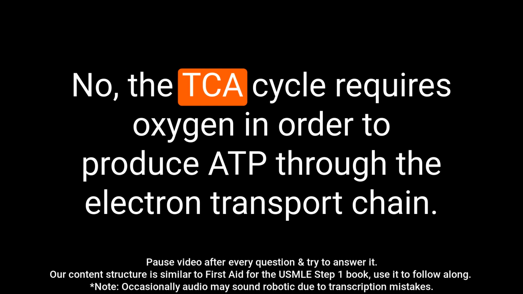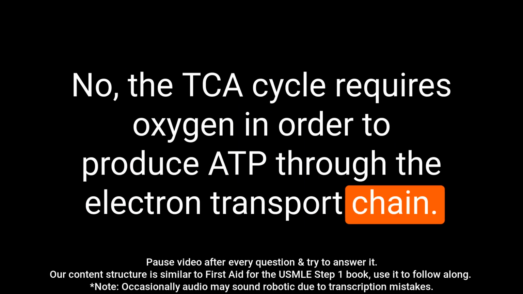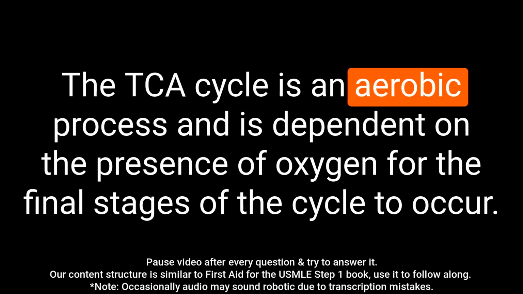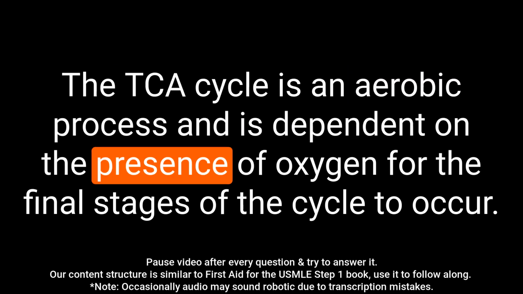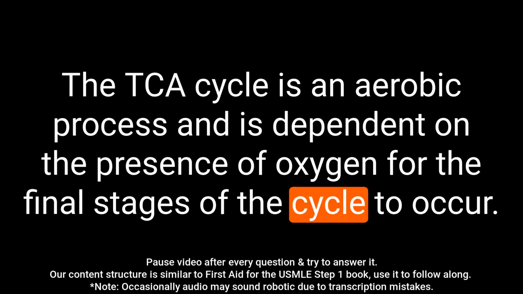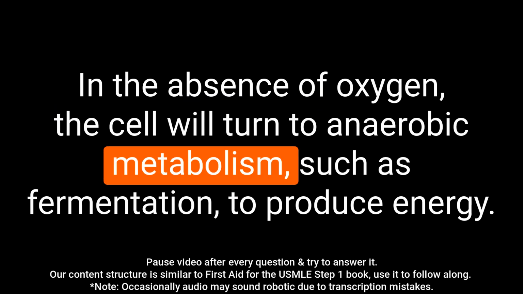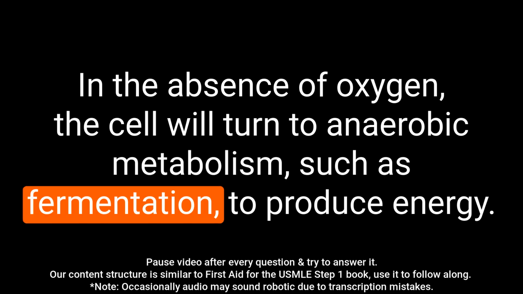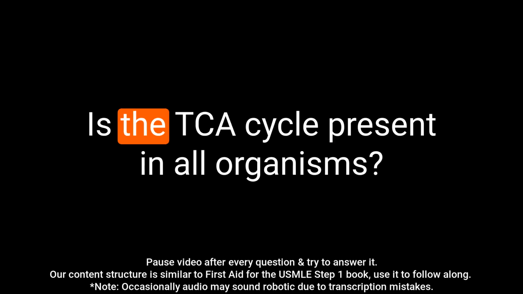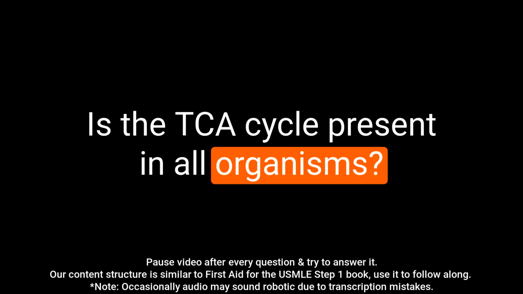Answer: no. The TCA cycle requires oxygen in order to produce ATP through the electron transport chain. The TCA cycle is an aerobic process and is dependent on the presence of oxygen for the final stages of the cycle to occur. In the absence of oxygen, the cell will turn to anaerobic metabolism, such as fermentation, to produce energy. Question: is the TCA cycle present in all organisms?